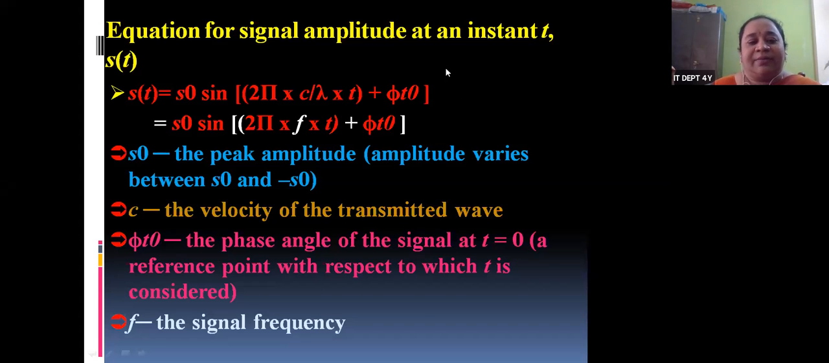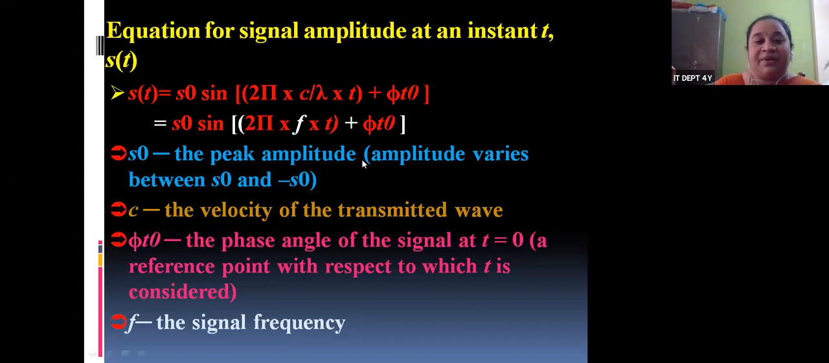Coming to the F, in the next step, C by lambda has been replaced by the frequency. Frequency is defined as the velocity of the signal divided by the wavelength of the signal, so that's why it has been replaced with C by lambda in the next step. Here the signal has been represented, and the main parameters in the signal are the amplitude, frequency, and the phase angle.